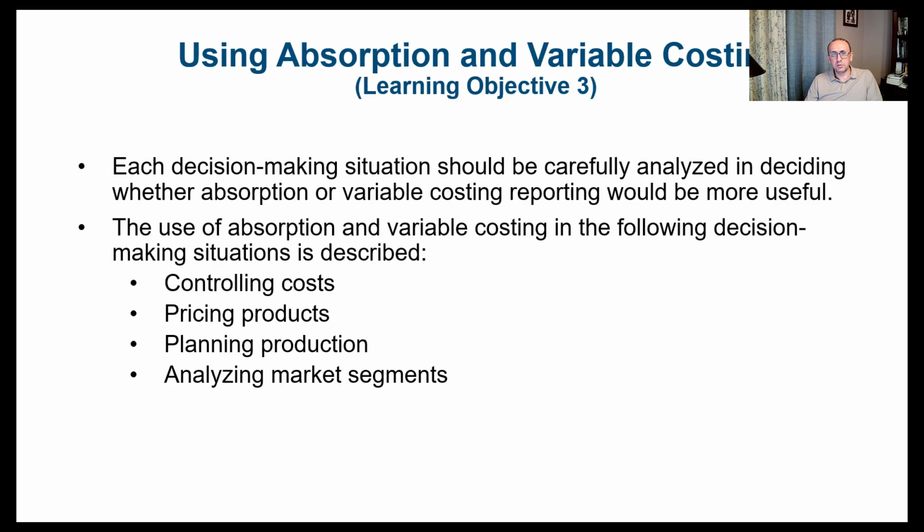Now let's talk about how we can use absorption and variable costing. Each decision-making situation should be carefully analyzed in deciding whether absorption or variable cost reporting would be more useful. The use of absorption and variable costing in the following decision-making situations will be elaborated in more detail: controlling cost, pricing products, planning production, and analyzing market segments. We'll talk about each one of these. We're not going to go into a lot of detail, but just to get the idea.